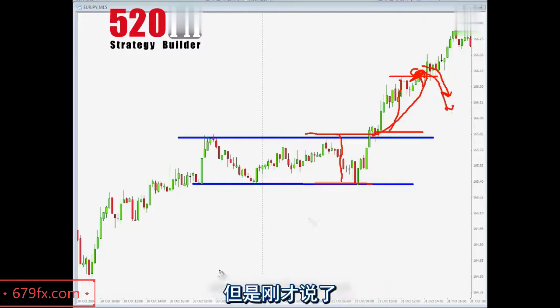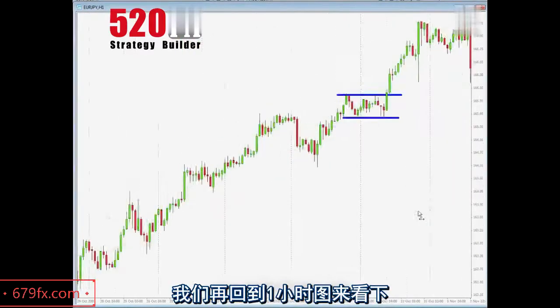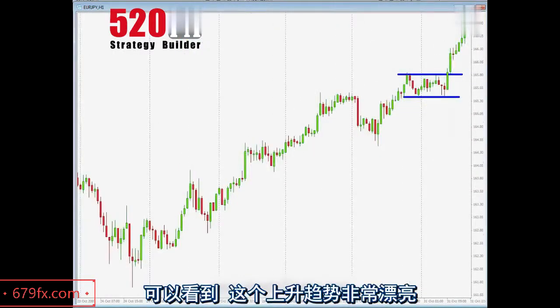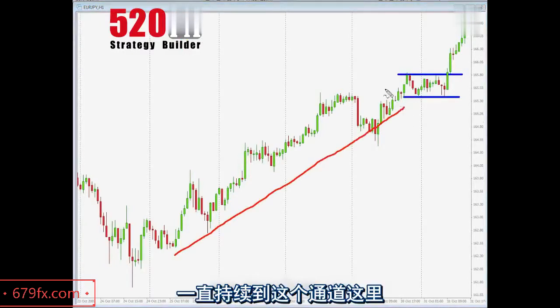Like I say, if you are in a very strong trend, let's go back into the 1 hour time frame. As you can see, it's been a beautiful uptrend all the time up to the range.